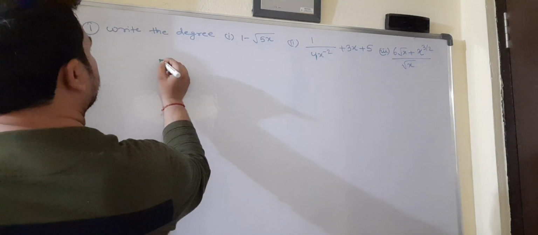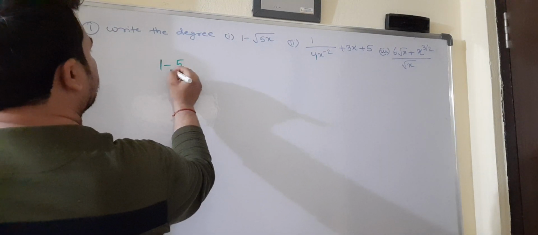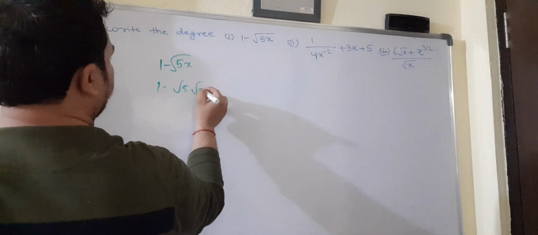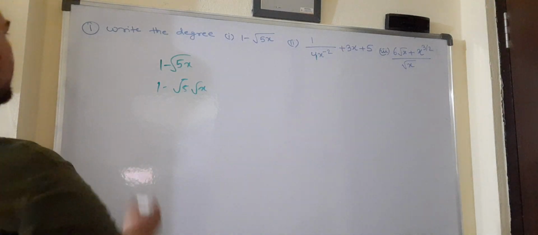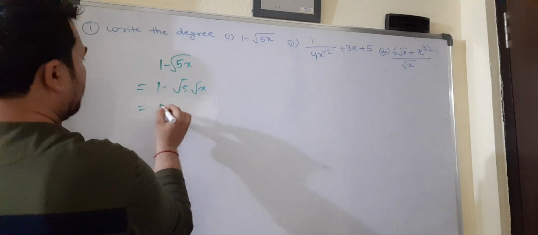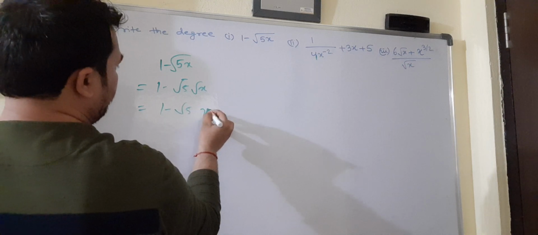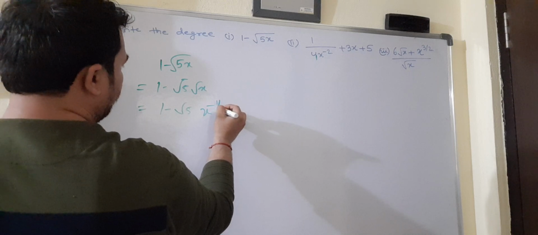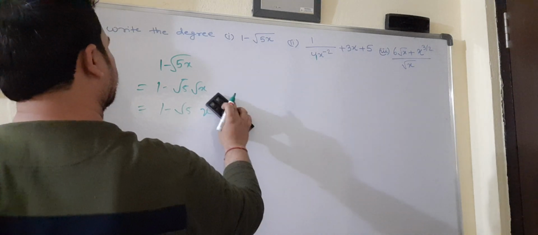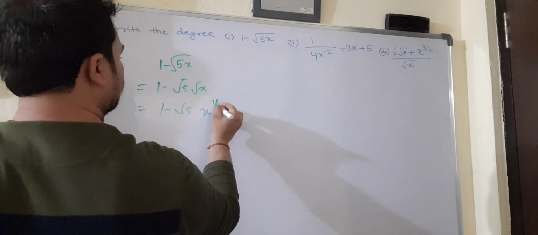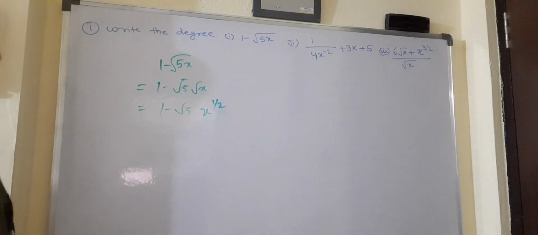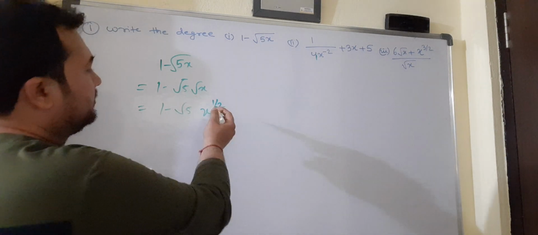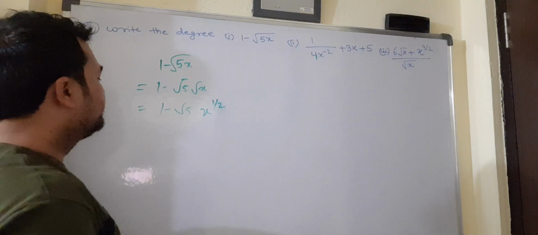So the degree of 1 minus root 5x. You see, 1 minus root 5 root x. You can write it like this: 1 minus root 5 is there, but what is x? x is to the power 1 by 2, not minus. The square root has the exponent 1 by 2. So is 1 by 2 an integer? No, it is a rational number, but not an integer.